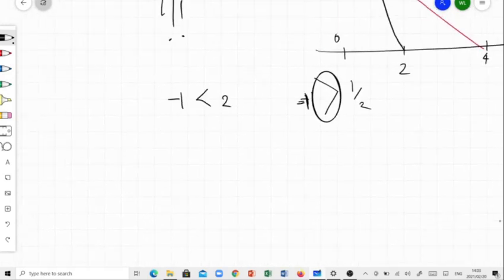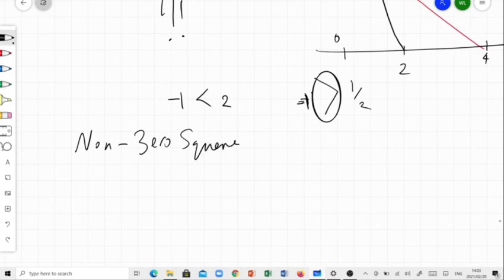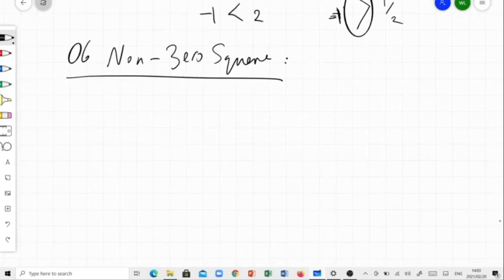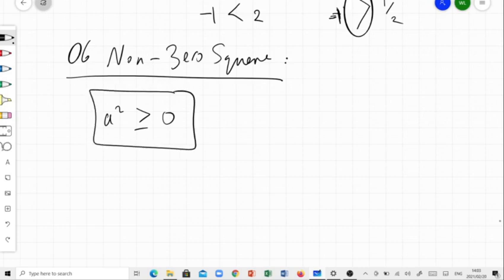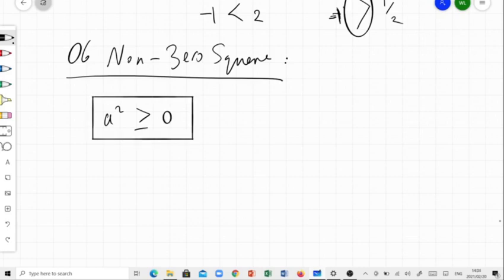Okay. Finally, we come to the idea of what is called a non-zero square. This is commandment number 6. And what it means here is that if I take any real number and I square it, the square of any real number is actually positive. So the square of any real number is actually positive.